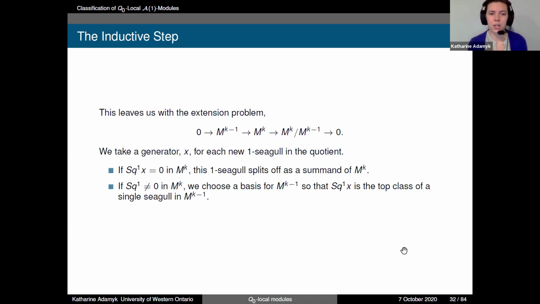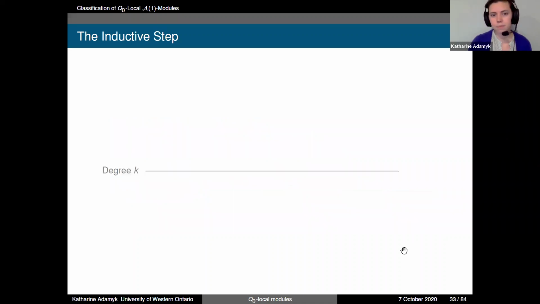If square 1 of that generator is genuinely 0 in mk, the 1 seagull will split off as its own summand. If square 1 of it is not 0, we'll choose a basis for mk-1 so that square 1 of x is the top class of a single seagull in mk-1. And so I'm just lengthening that seagull by 1. Let me show you what I mean by this. So the key thing is I'm looking at things generated by elements in degree less than k.